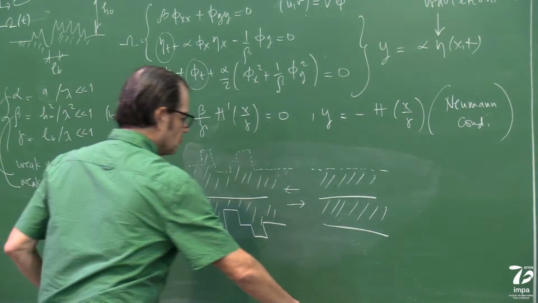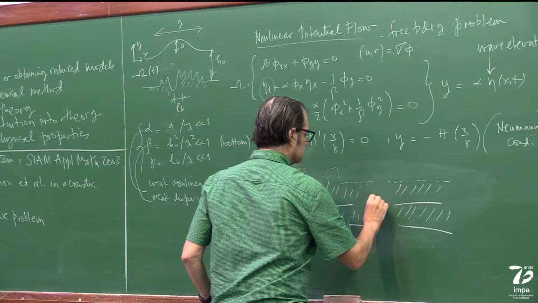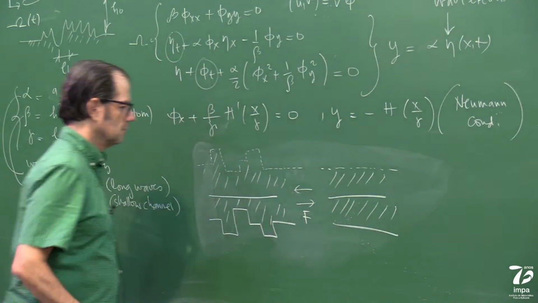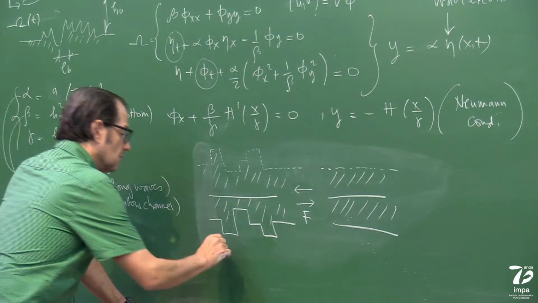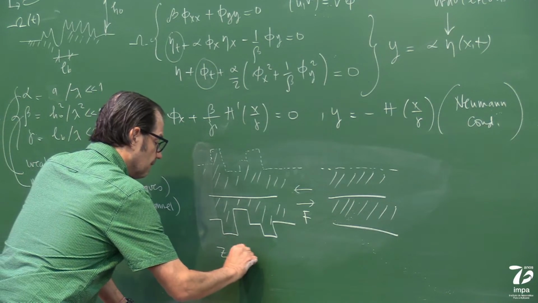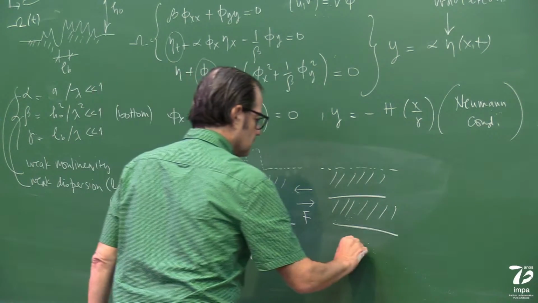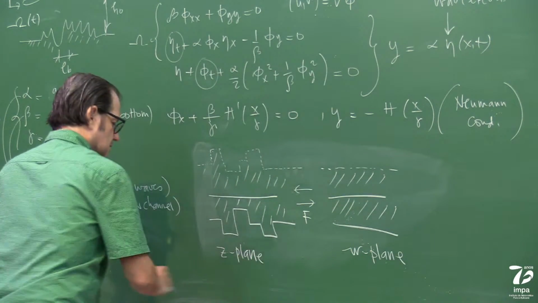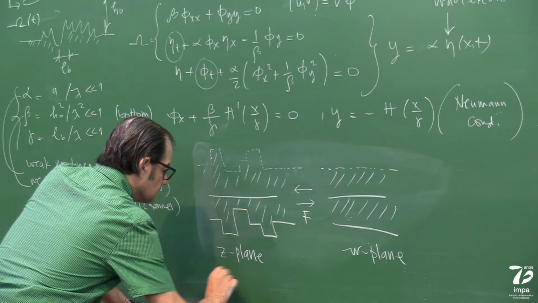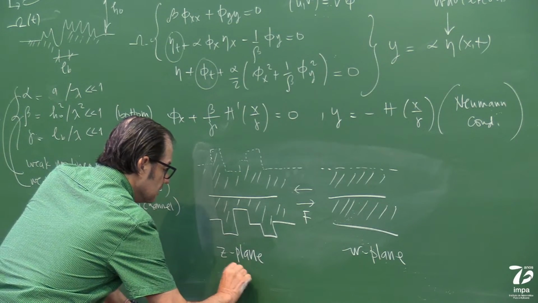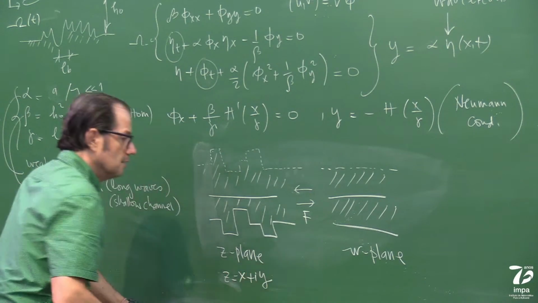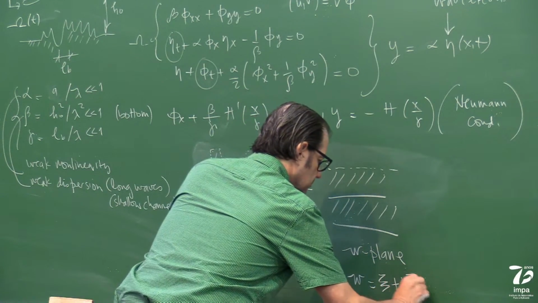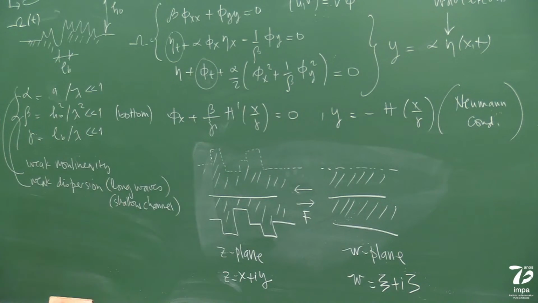So Hamilton proposed to do a conformal mapping. Let me call the map F. Okay, so let's call this the Z plane. Let me call this the W plane. The Z plane is Z equal to X plus iY. The W plane is xi plus i zeta. Okay?